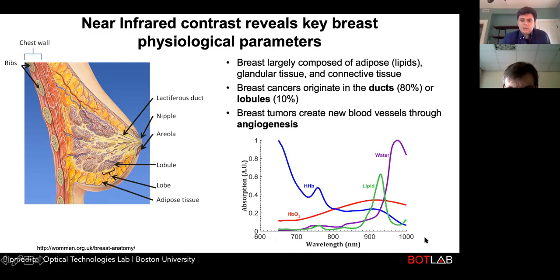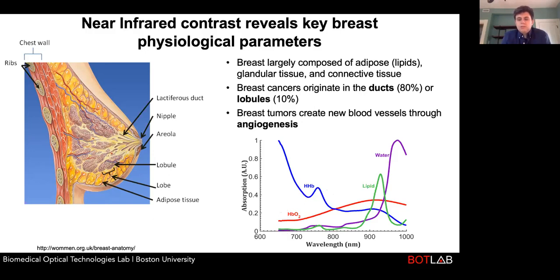So looking at 650 to 1,000 nanometers, we're looking at the relative absorption over wavelength of oxyhemoglobin, deoxyhemoglobin, lipids, and water. And these four chromophores occupy over 90% in most tissues of what absorbs light in this wavelength region. So this is what we really pay attention to. And lucky for us, each of these species has very unique spectral signatures. So if we take measurements at multiple wavelengths, we can determine the relative composition of these four chromophores, which is what we do when we monitor breast tumors during treatment.